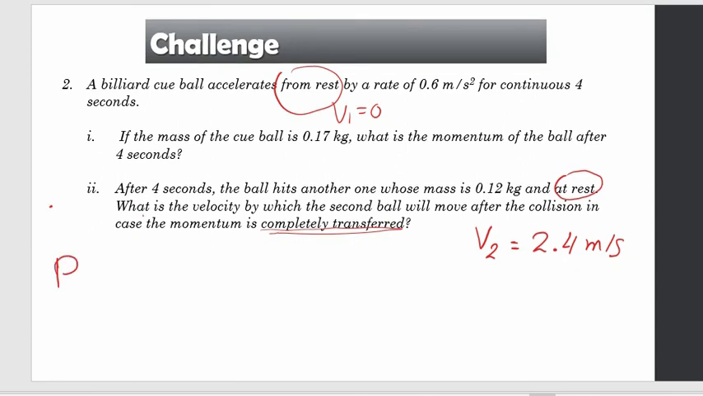Now P star, the total momentum after the collision, should be equal to the same momentum before the collision, so it should be equal to 0.4. But now, since the momentum is completely transferred, the cue ball will come to rest while the second ball will move, because all the momentum of the cue ball has moved to the second ball. So logically, m times v star for the cue ball should be equal to 0, and we need to find the mass times v star for the second ball.